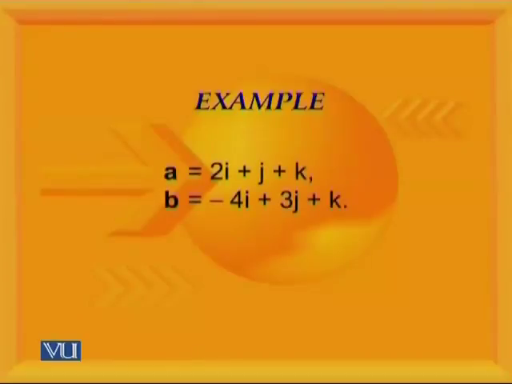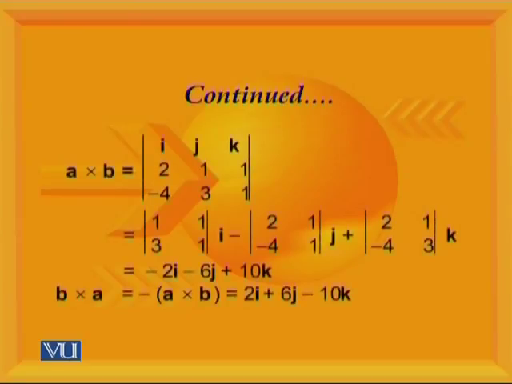Example: given A is equal to 2i plus j plus k, B is equal to minus 4i plus 3j plus k, then A cross B is equal to the determinant, first row i j k, second row 2 1 1, and third row minus 4, 3 and 1. Solve this determinant please, and you will get A cross B is equal to minus 2i minus 6j plus 10k.